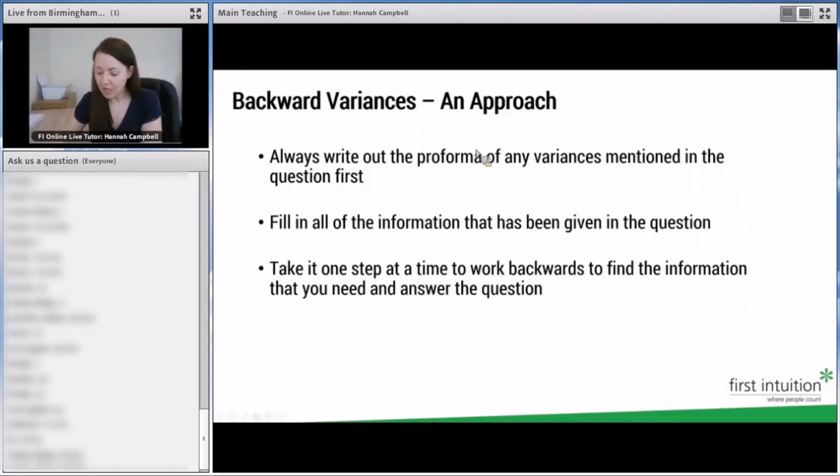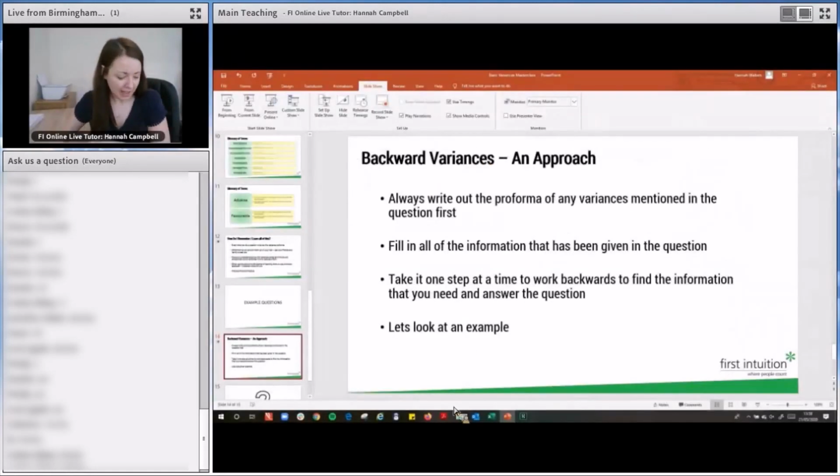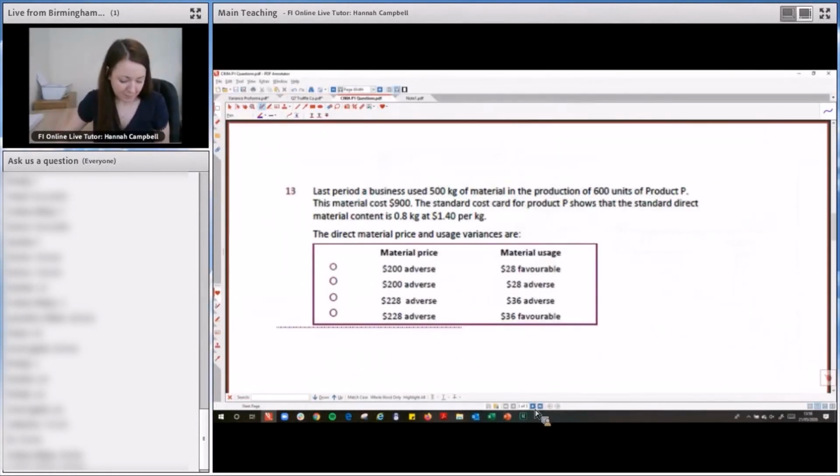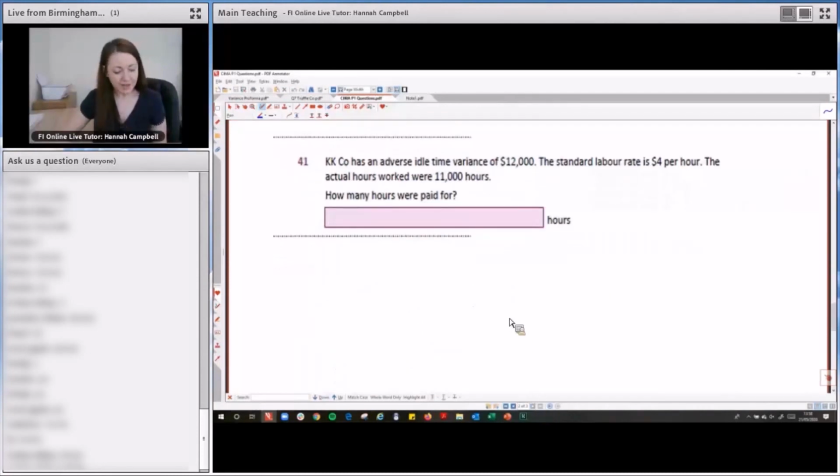So let's just have a look at a quick question like this one, okay? So this is going to be a CIMA P1 question. So here's a question. KK Company has an adverse idle time variance of 12,000. The standard labour rate is 4. The actual hours worked were 11,000. How many hours were paid for? So this isn't a variance where it says calculate the variance.